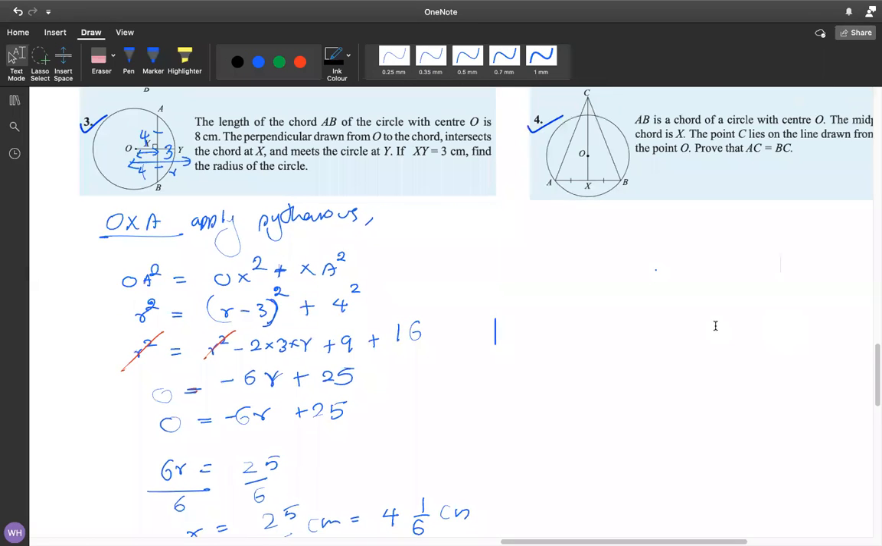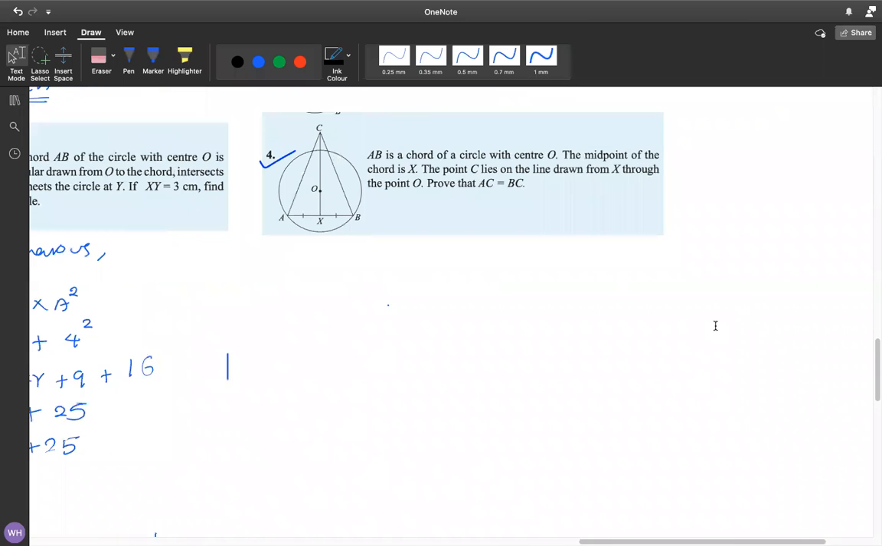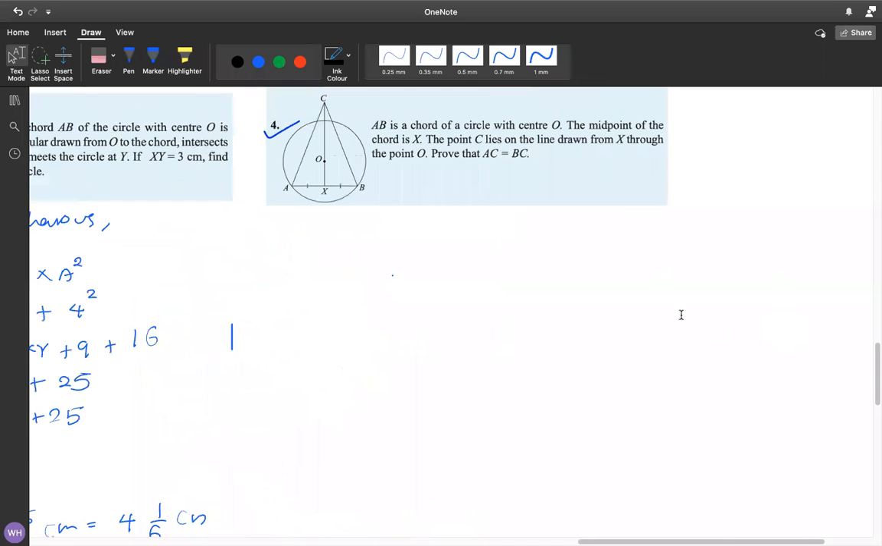Okay. So shall we move on to the fourth question? What it says: AB is a chord of a circle with center O. The midpoint of the chord is X. Yes, you can clearly see that. The point C lies on the line drawn from X through this point O. Prove that AC equals BC.